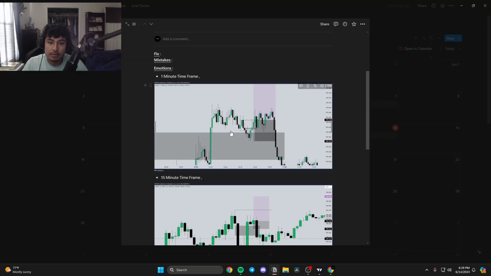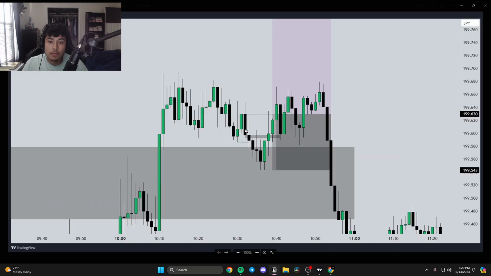So last week's trades, but this is GJ's trade. I still need to actually finish charting it. We had a 1 minute inversion fair value gap form, and then eventually we had a breaker block form.